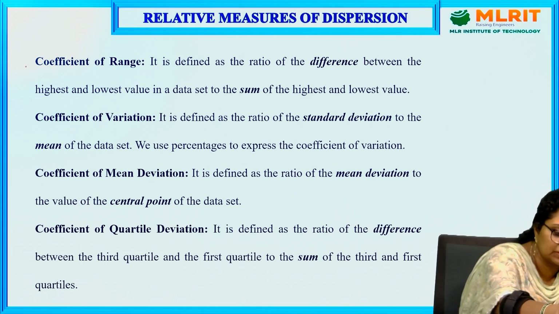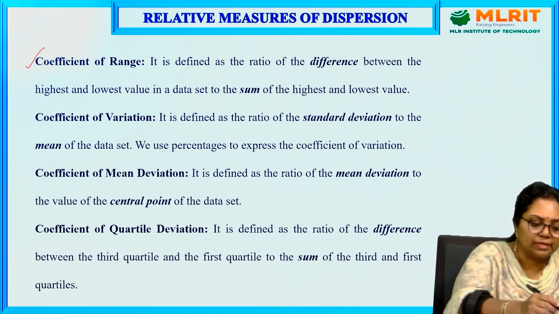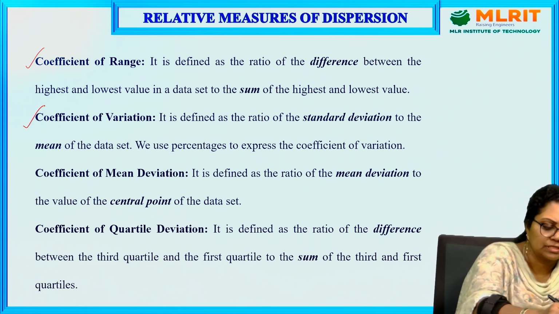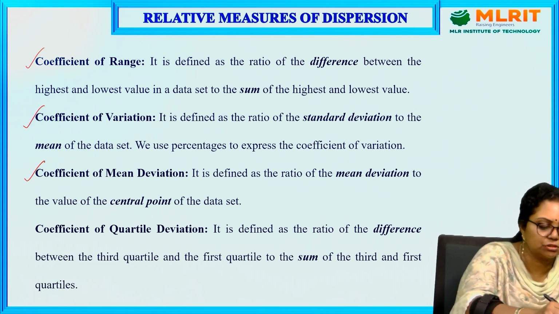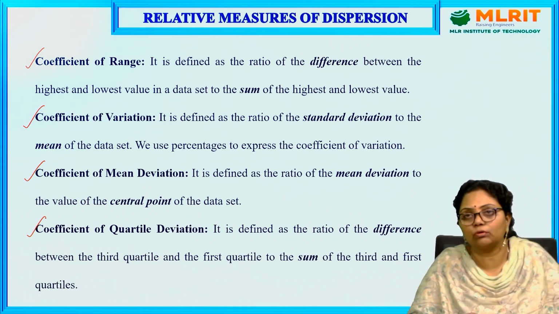The first of its kind is quotient of range. The second one is quotient of variation. The third one is quotient of mean deviation. And the fourth one is quotient of quartile deviation.